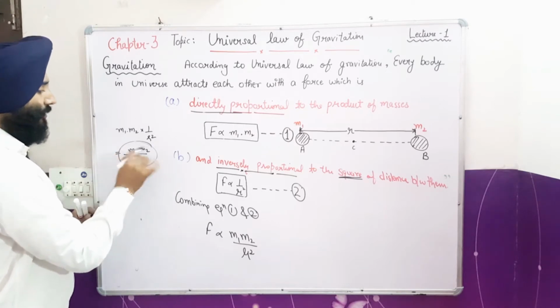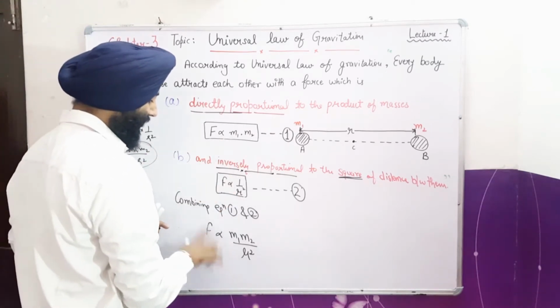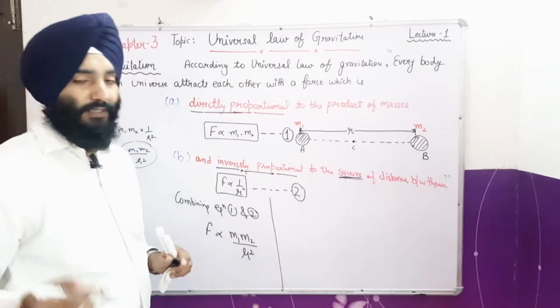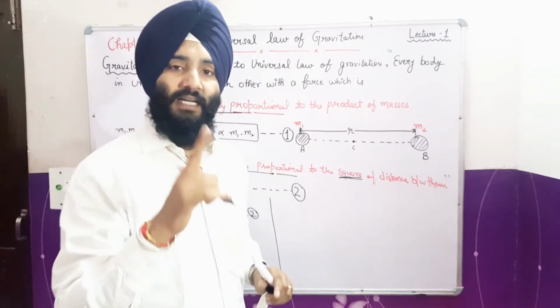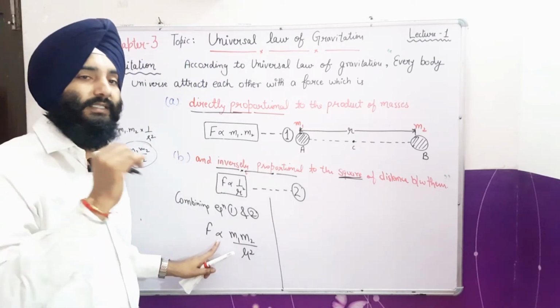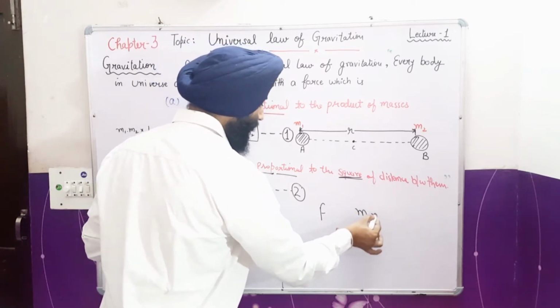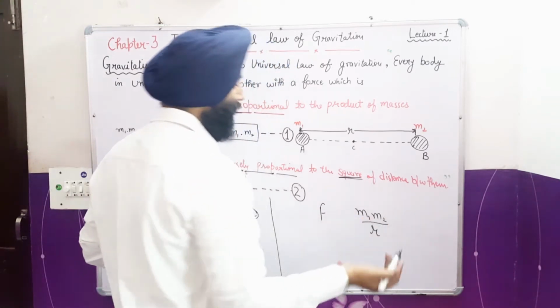Fine. So on this side we have m1 m2 upon r square with the directly proportional sign, and we have force. Now we want this proportional sign to go away, and in its place we want an equal to sign to come. Fine. So what do we have to do?